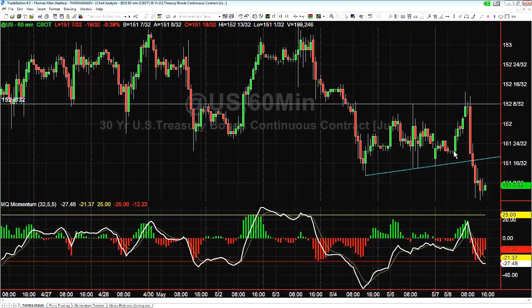All right, and you see last night we rallied up, we broke through it, and immediately pulled back down and closed below it. The next bar, we broke through it, pulled back down and closed below it. The following bar, we broke through it, pulled back down, and obviously closed way down below it.